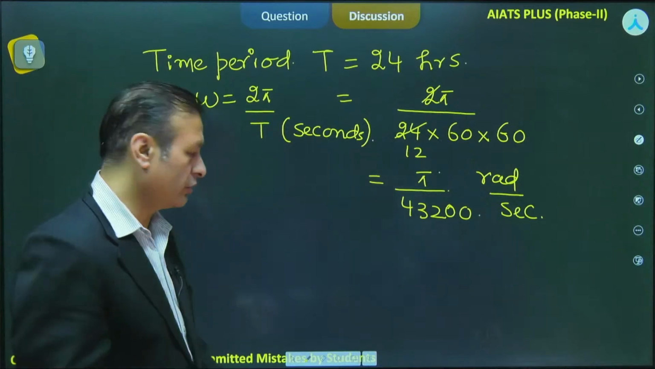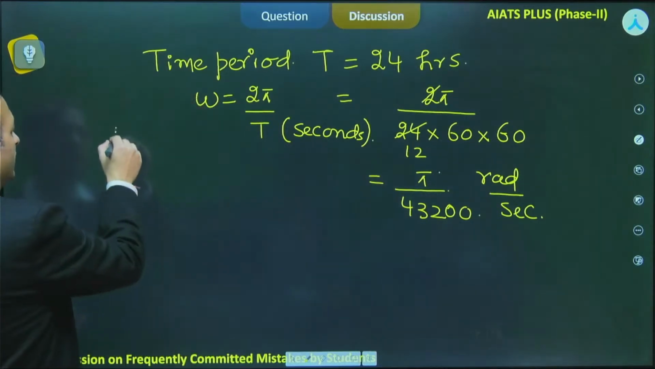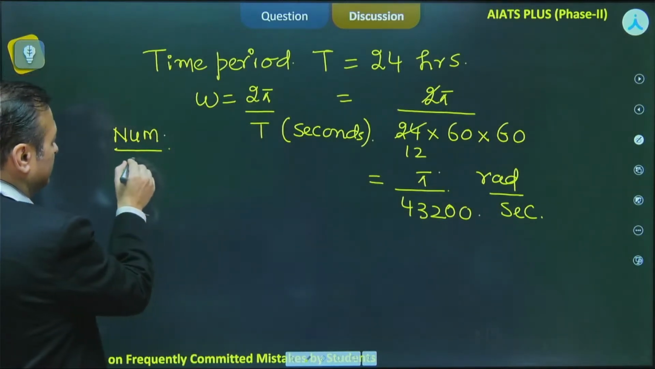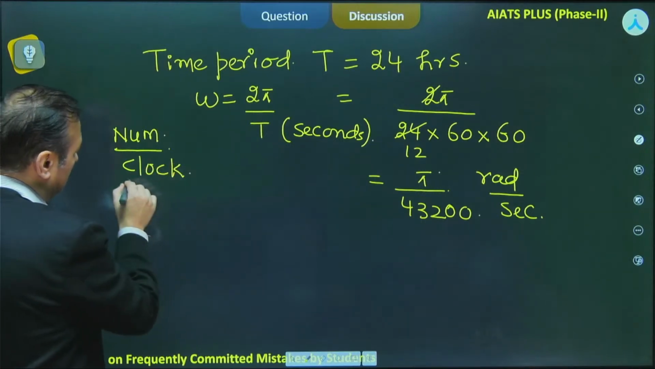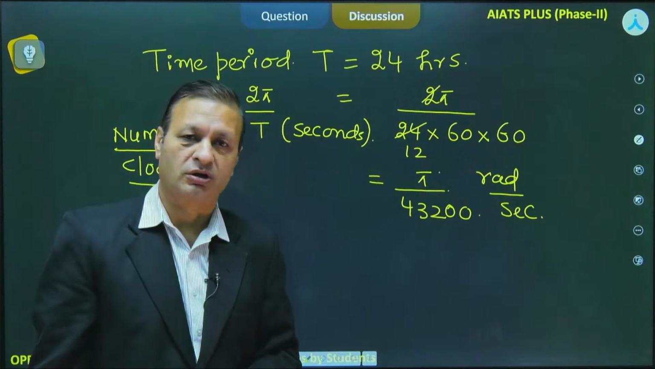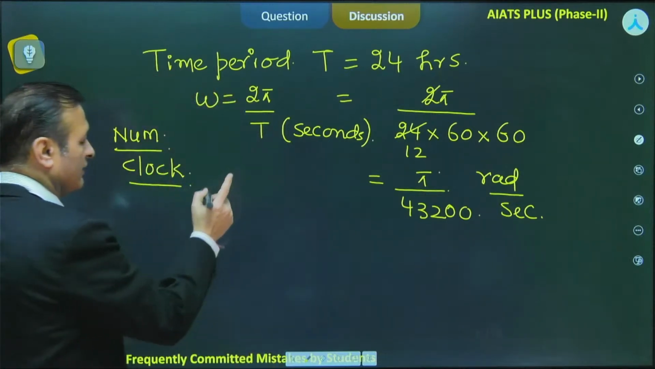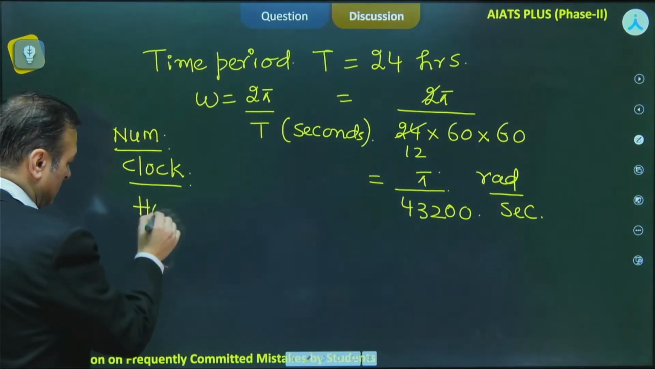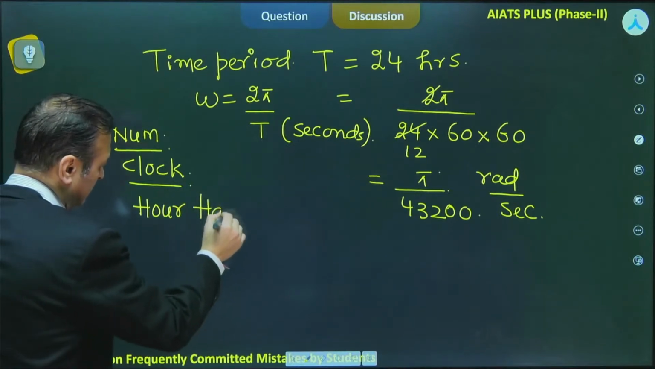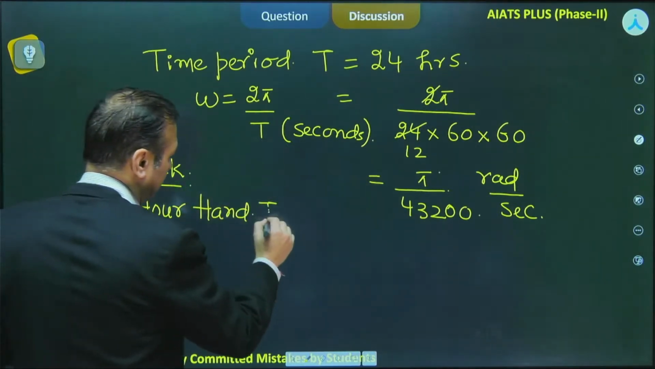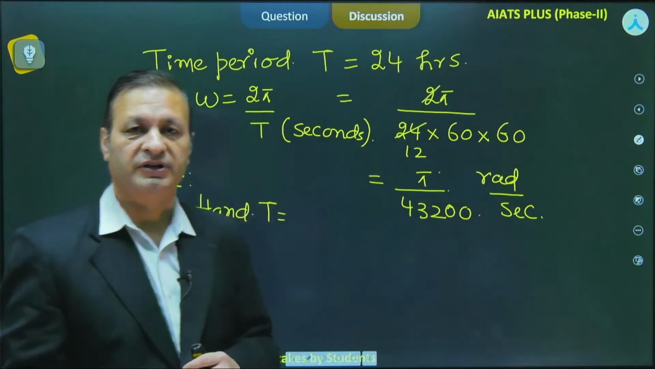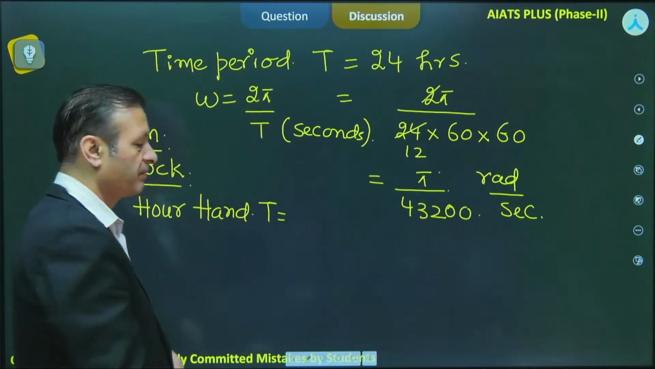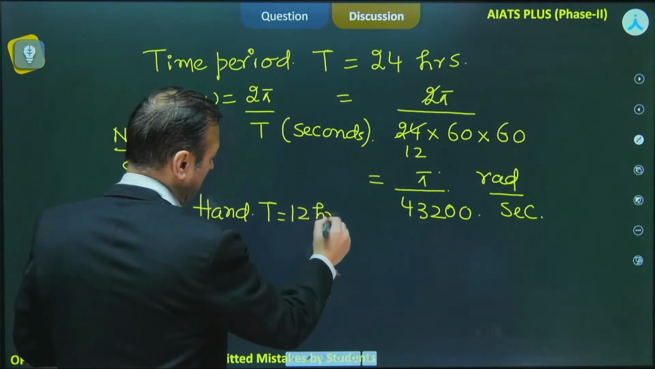Now, if I give you one more numerical, let's consider the example of a clock. In a clock we have 3 hands. One is the hour hand, and how much time does this hour hand take to complete one round? Do we have an idea? This is 12 hours.